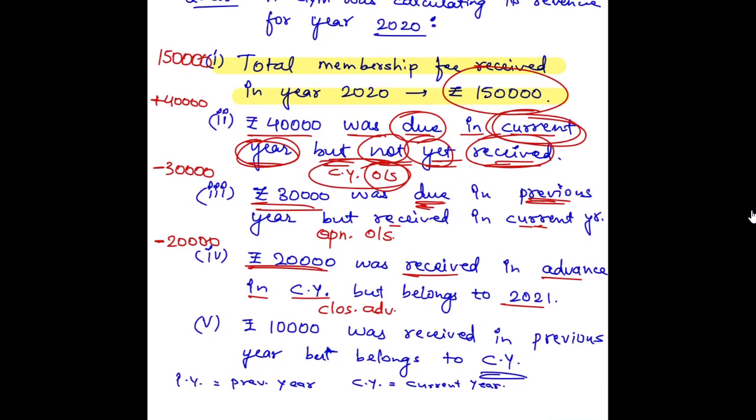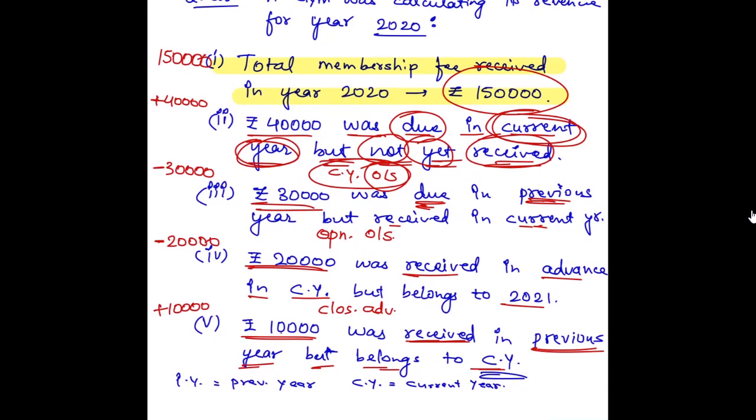Okay, this is my closing advance. And then we have 10,000, which was received in the previous year but belongs to the current year. So obviously this will not be included in the original figure of 1,50,000. That is the reason I will add this separately, because it belongs to the current year.